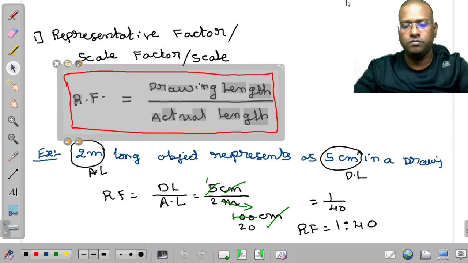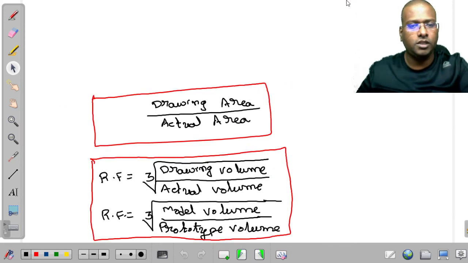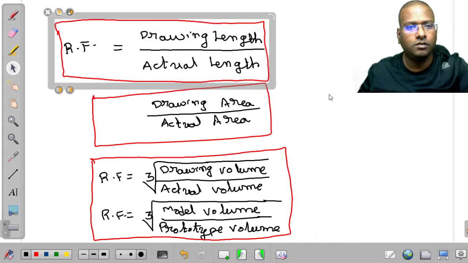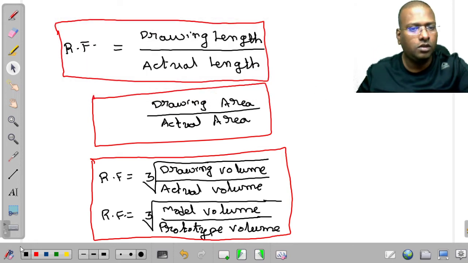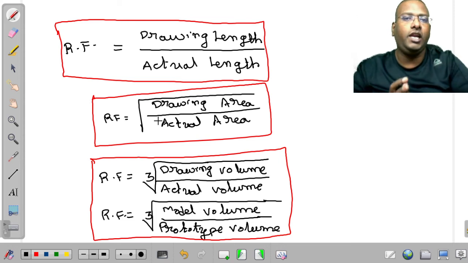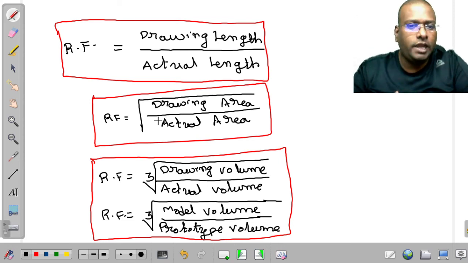One second. I am writing that I am going to mention all these in a single place. So here the representative factor is equal to, this was missed while copying, drawing length by actual length, or drawing area by actual area, and drawing volume by actual volume.